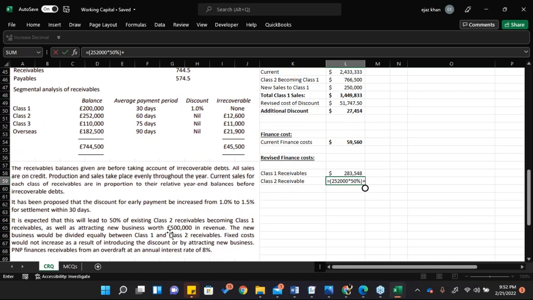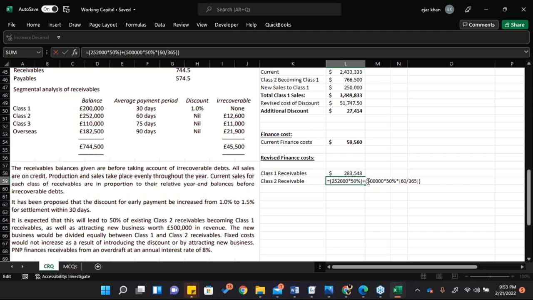Half of this revenue figure was converted into class 1 receivable, which has already been included here. And half of this sales figure will be converted into class 2, and we have to convert it into a receivable figure because it's a revenue figure. So half of it, 500,000 into 50%, into 60 divided by 365. So 50% of 252,000 will still remain to be the class 2 receivables. And 50% of this revenue will be converted into class 2 receivable.